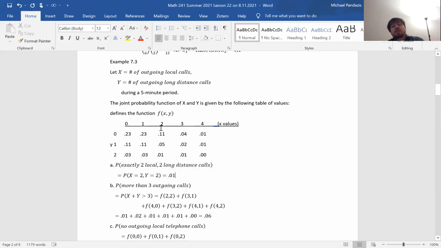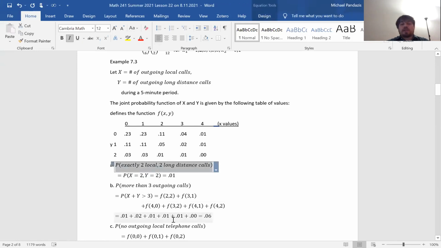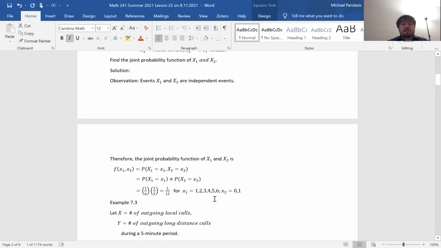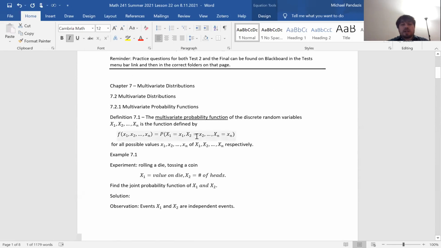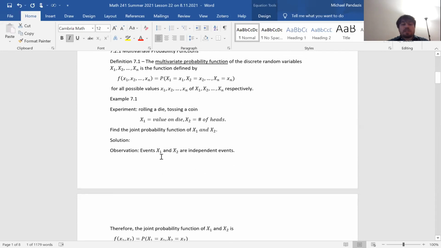See? And the table tells you that the probability that X is 2 and Y is 2 is 0.01. And so the answer is 0.01. Make sense? Very simple. You just have to be able to take your starting probability that you want to find, express the probability of a joint probability function as a multivariate probability function, either writing it this way on the right or this way on the left. They both mean the same thing.